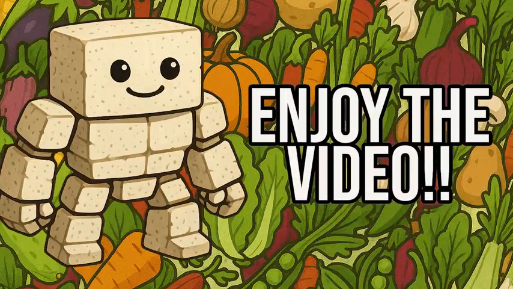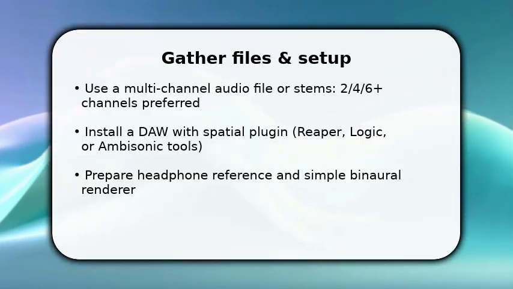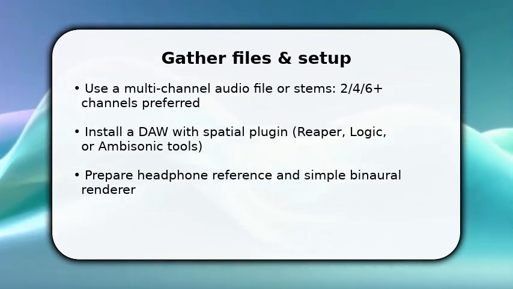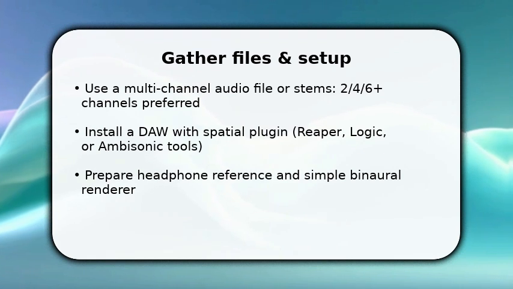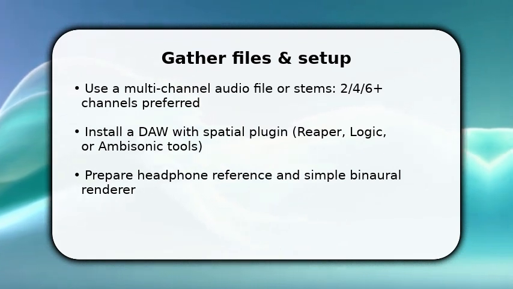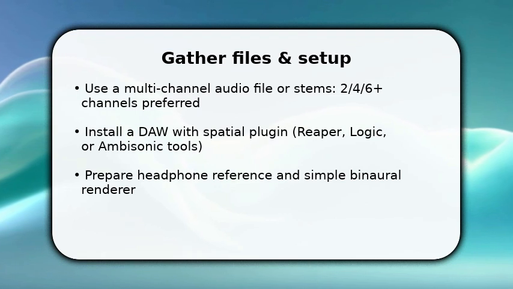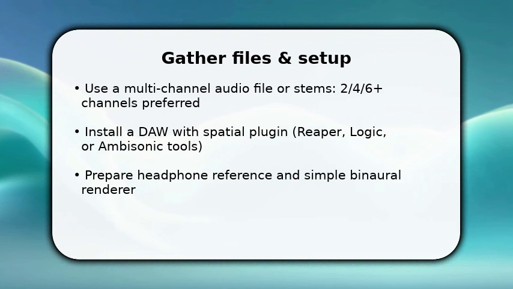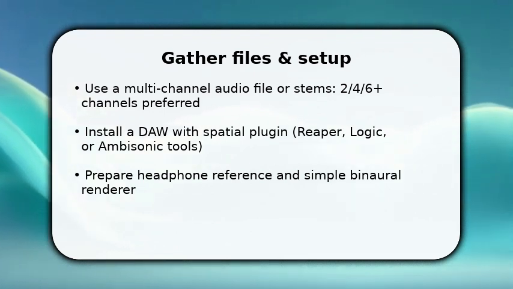Please enjoy the video. You start by loading your stems into a DAW and confirming channel format. This matters because spatial placement reads channel metadata. Once done, insert an ambisonic or binaural plugin on the master bus so you can monitor in first-order ambisonics or binaural output. Make sure to set your project sample rate to 48 kHz for compatibility with most spatial renderers.